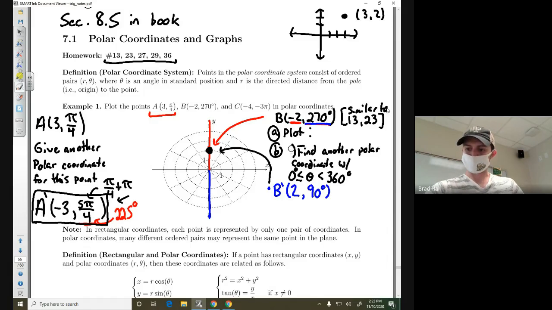That's fine for B. You only have to find that one thing. That seems fine to me. And then C, for the homework, it goes on to say, give the rectangular coordinates. So all of these up here are polar coordinates.